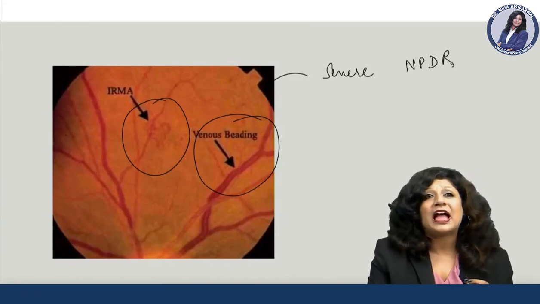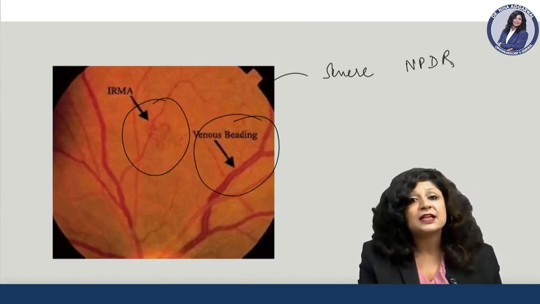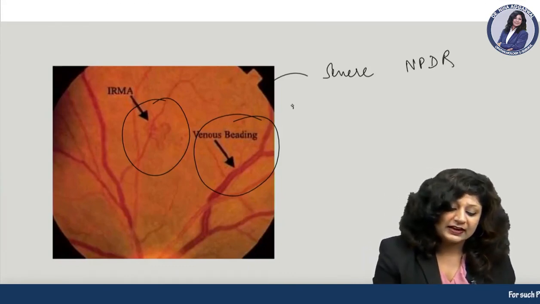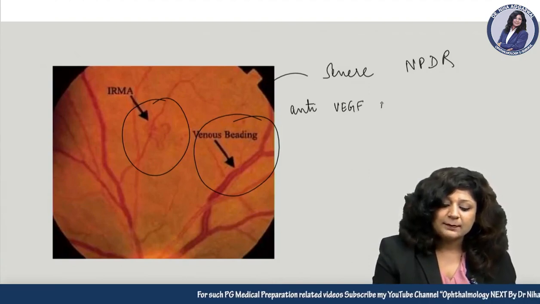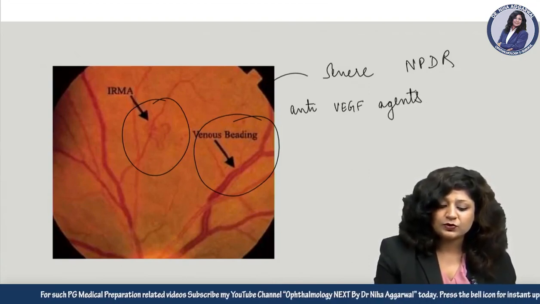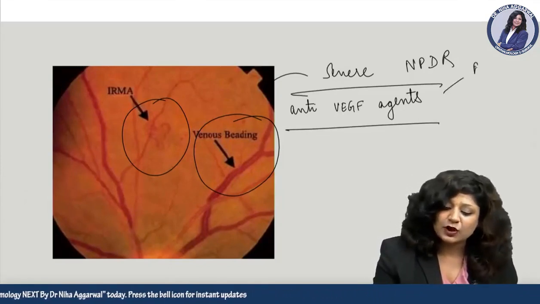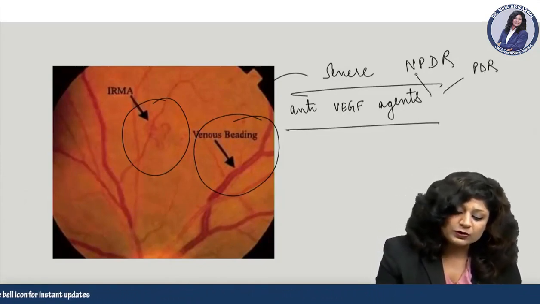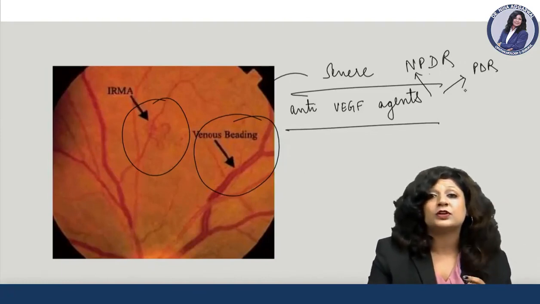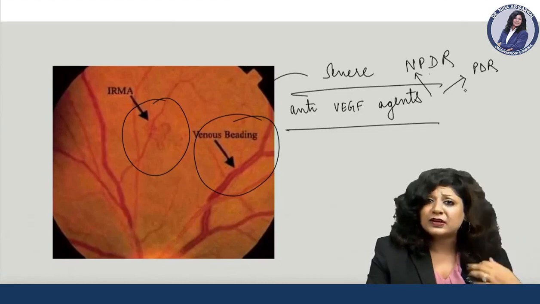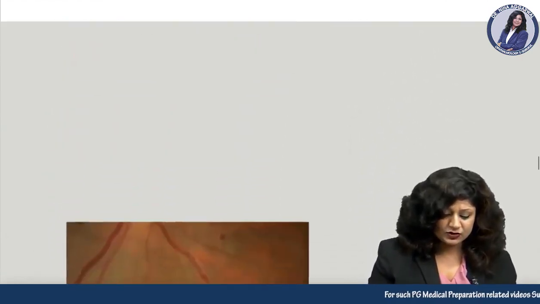Now you will ask, why do I want to say that it is a severe NPDR or it is non-severe? Because I want to decide about the anti-VEGF agents. It is important because we have to decide when to give these anti-VEGF agents. We do give this in cases of PDR, but we can also give this in cases of severe NPDR. Whenever the person is showing you severe NPDR, don't wait for the PDR to occur. We can just start the anti-VEGF agents.